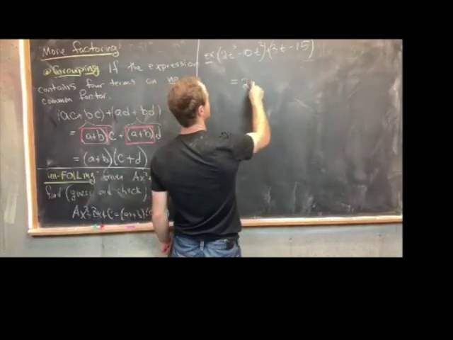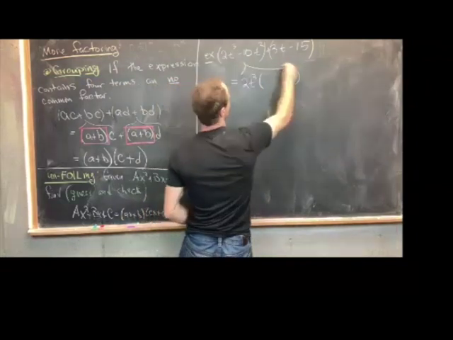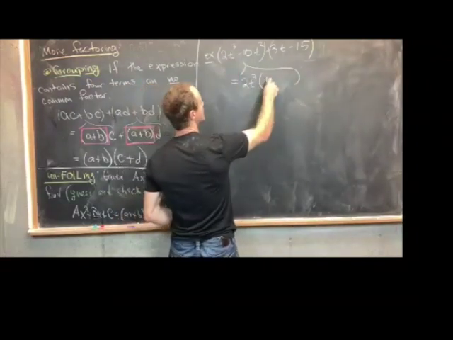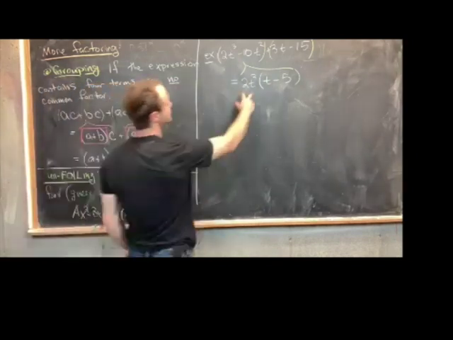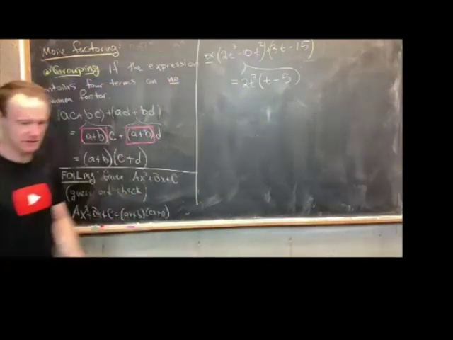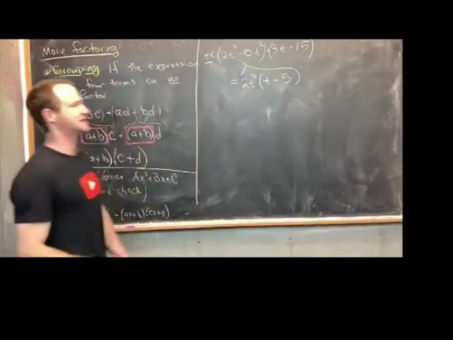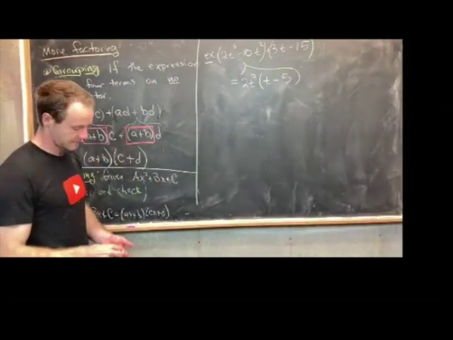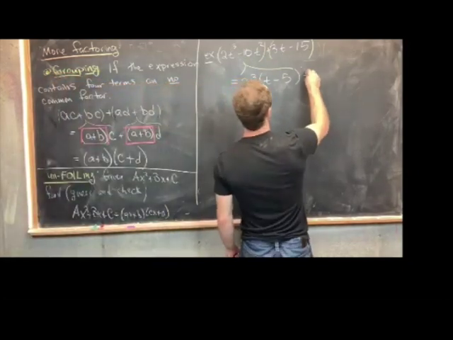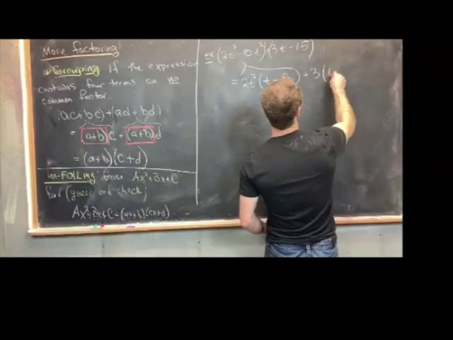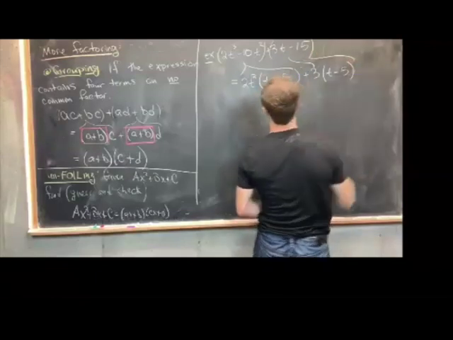So notice if we take a 2t squared out of this, what are we left with? We're going to be left with t minus 5. So let's just go ahead and check that. 2t squared times t is 2t cubed. 2t squared times negative 5 is negative 10t squared, because 2 times 5 is 10. Good. Now let's see, can we take a greatest common factor out of this next bit? We can, and it'll be 3. And then we're left with t minus 5. So that's what we get from factoring out here.